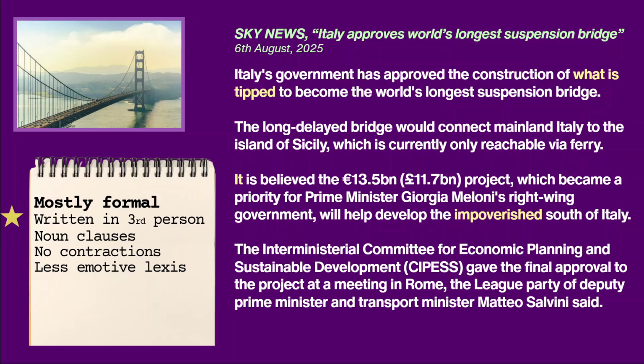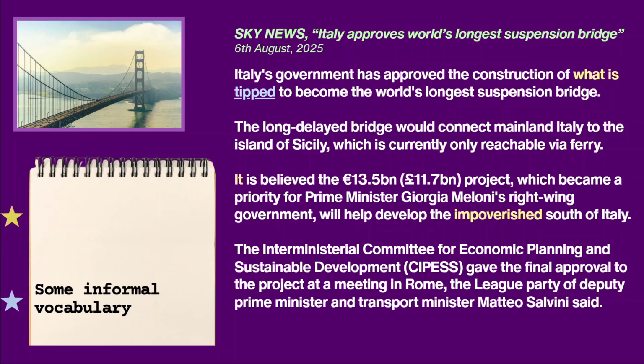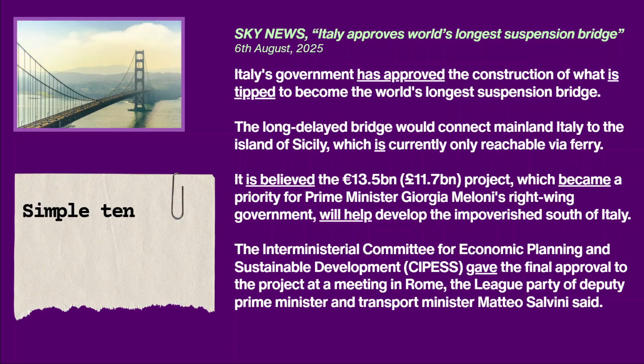We won't find contractions within a text like this, only the apostrophe for possession. And there's generally less emotive lexis. For example, the word impoverished contains far less emotion than other words I could have chosen, such as terribly poor. But there may still be some informal vocabulary, such as tipped here is far more informal than other words that we could have used. And here are a number of other features to notice about reporting texts.